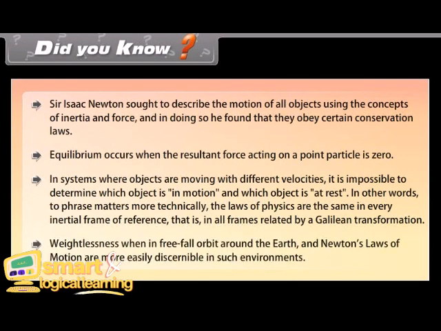Weightlessness is experienced in free-fall orbit around the Earth, and Newton's laws of motion are more easily discernible in such environments.